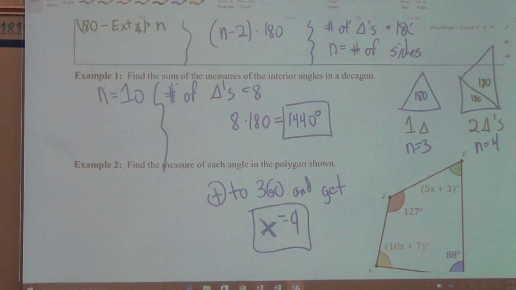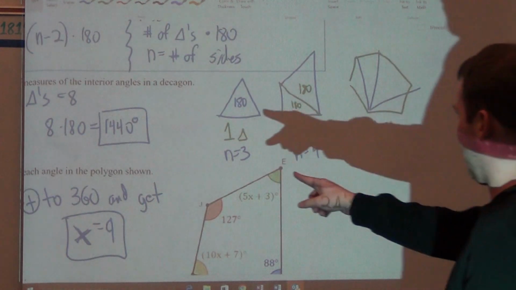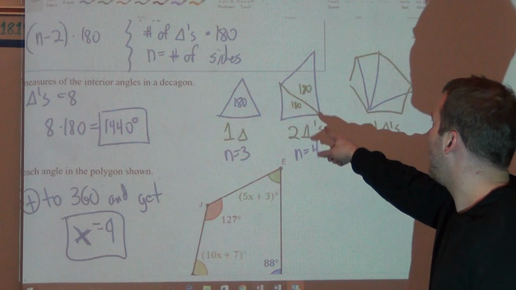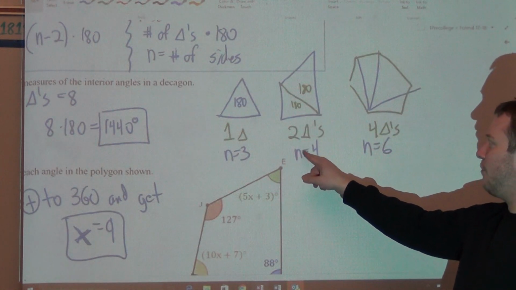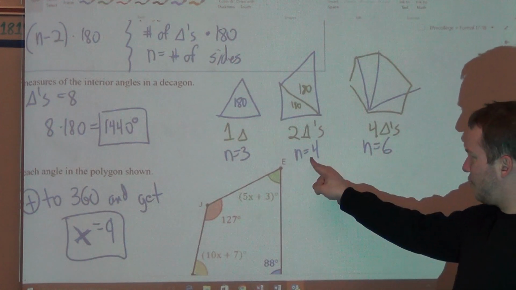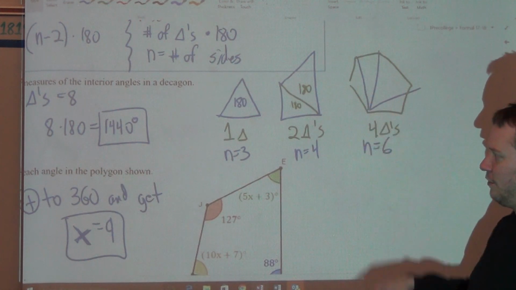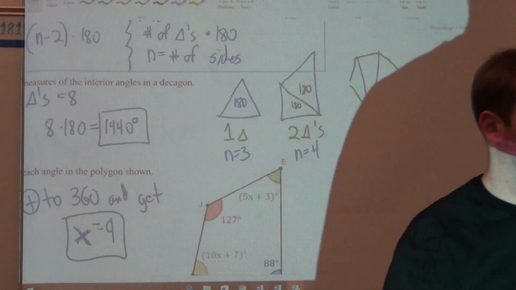If you'd like a further illustration of that concept, if we have one triangle, we'd only have one triangle. If we had n equal to 4, then we can fit 2 triangles in there. And it's 2 less than the number of sides. And when n equals 6, we'd have 4 triangles. And this pattern would continue.